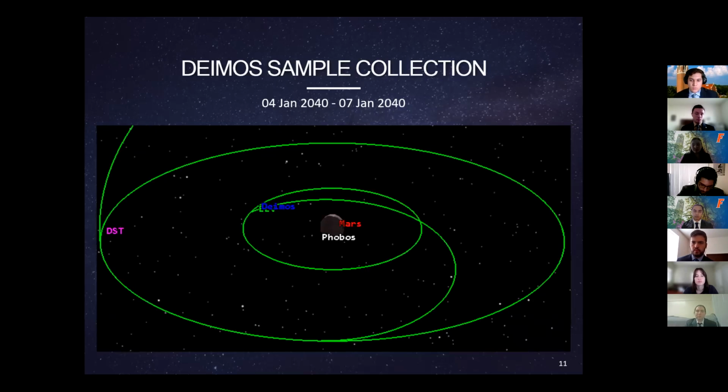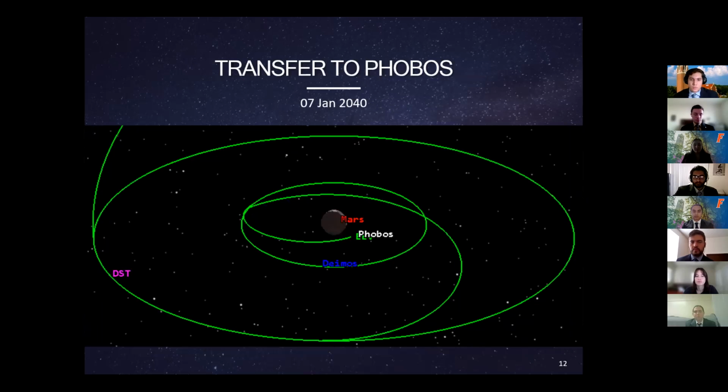Next slide, please. So then once it is on Deimos, the EEV will be performing its sample collection and radiation measurement mission from January 4th to January 7th. Next slide, please. Then on January 7th, the EEV will leave Deimos, perform its transfer to Phobos, and land on Phobos, all on January 7th.